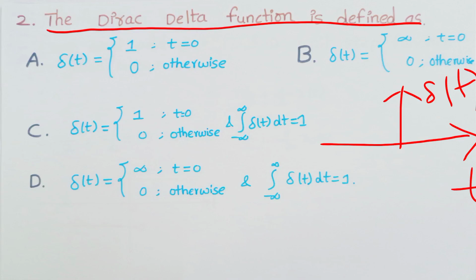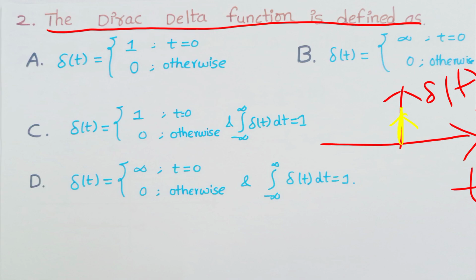Here the impulse signal looks like this. The impulse signal exists only at the time t equal to 0, having amplitude as infinity. Okay, remember, the impulse signal has the amplitude as infinity. The impulse signal is also known as the Dirac delta function.